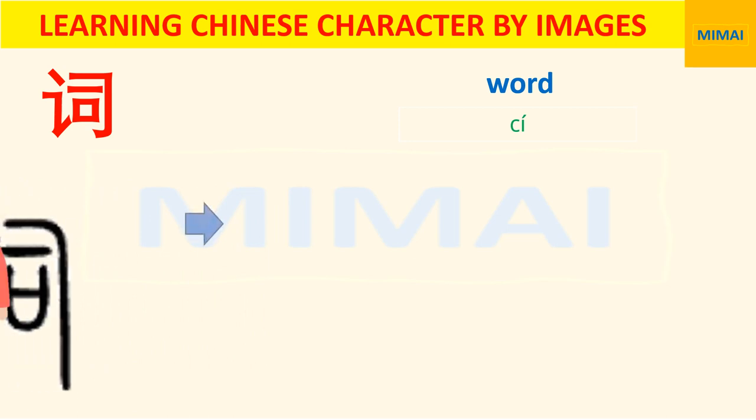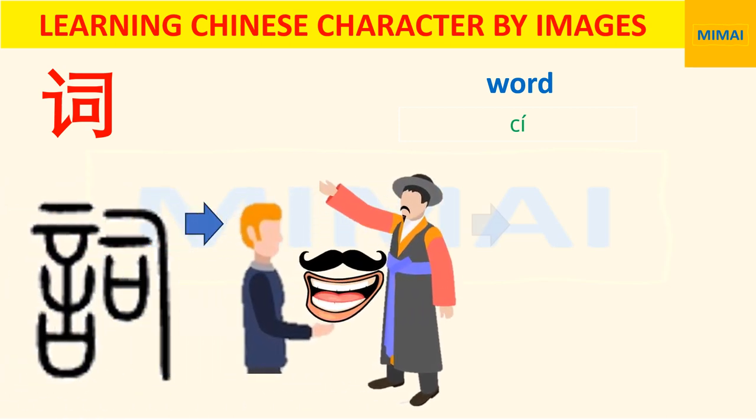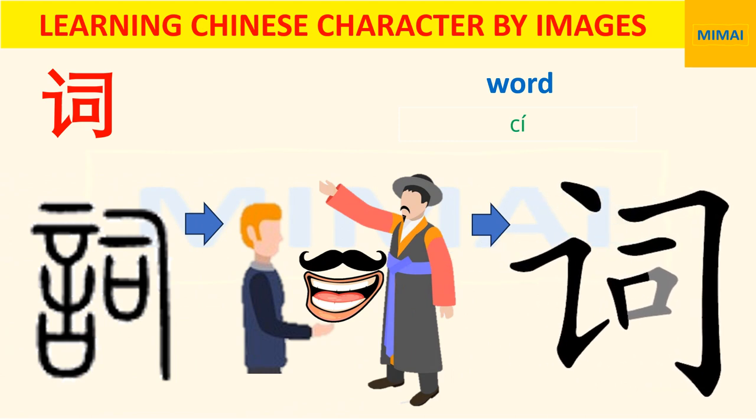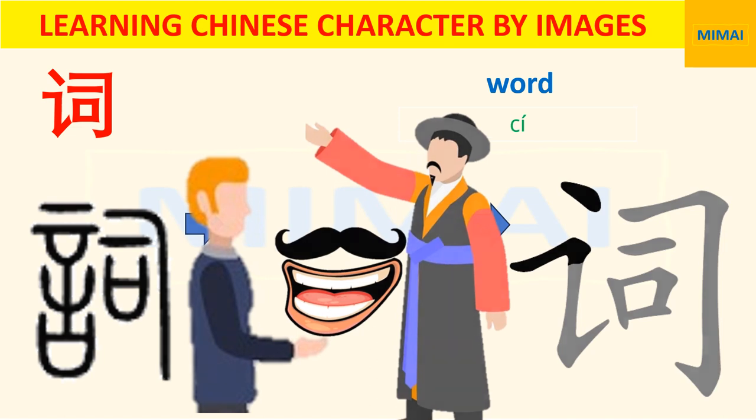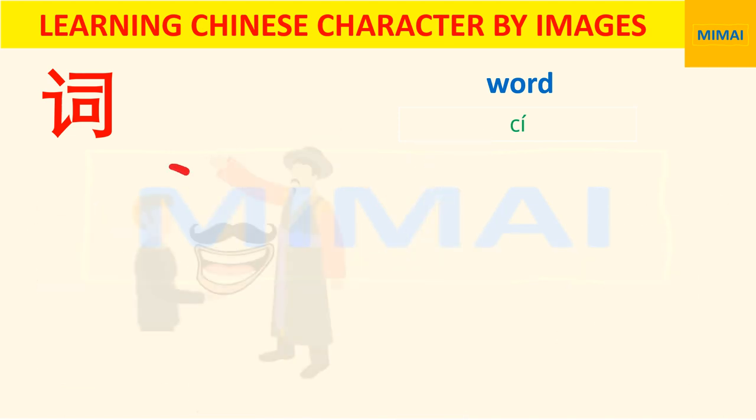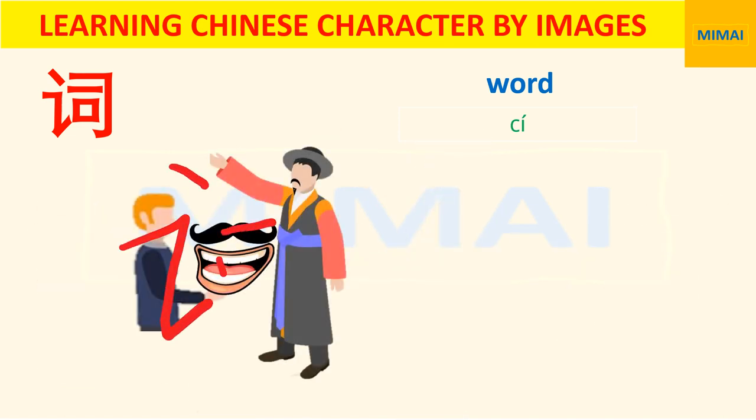This character looks like a man is formally speaking on the left. It implies speaking. On the right, it's the image with the mouth with mustache and a man is pointing. It implies management. It is drawn with the symbol of formally speaking on the left. On the right, below is the symbol of mouth with a short line on top. Above that is the image of a man pointing.